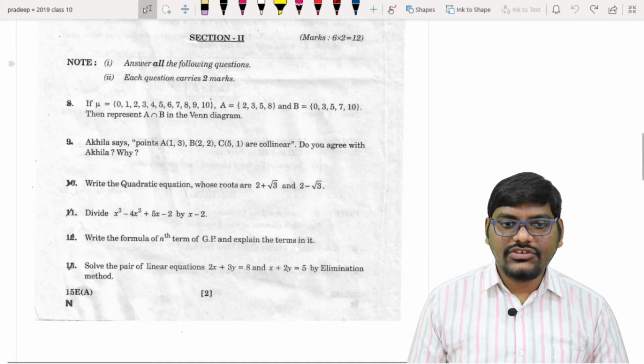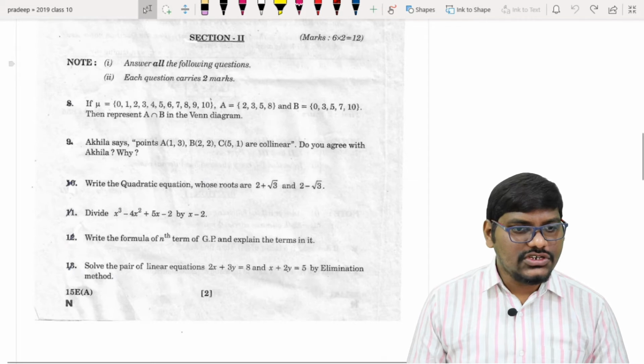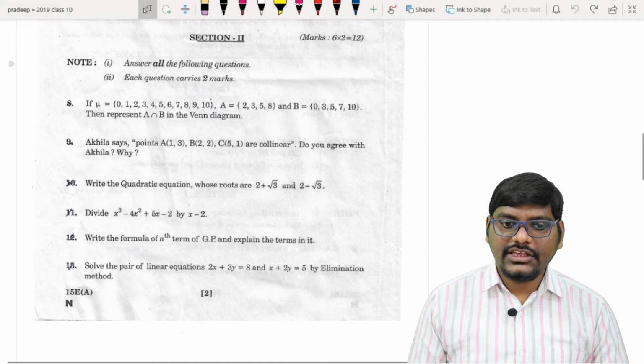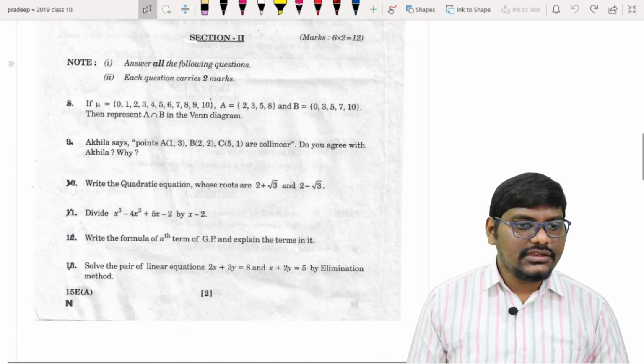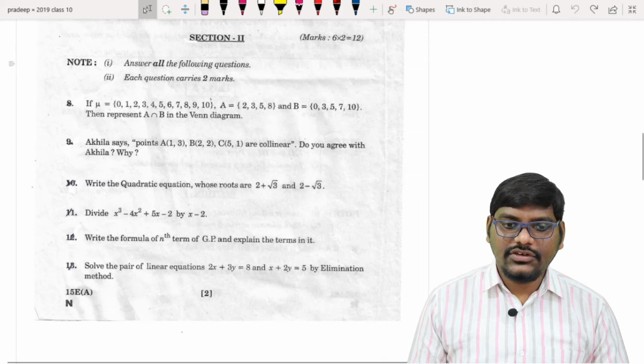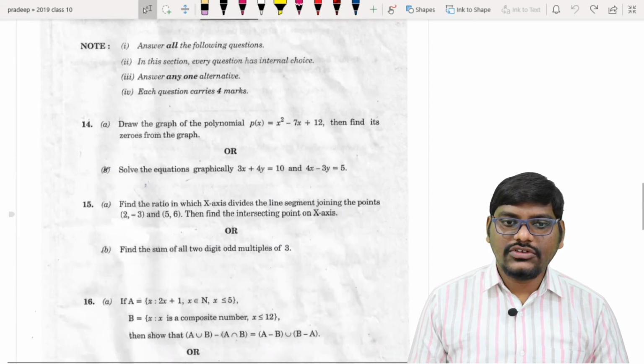Let's see the 10th question. Write the quadratic equation whose roots are 2 + √3 and 2 - √3. 11th question. Divide x^3 - 4x^2 + 5x - 2 by x - 2. 12th question. Write the formula of the nth term of a GP and explain the terms in it. 13th question. Solve the pair of linear equations 2x + 3y = 8 and x + 2y = 5 by elimination method. Okay, this is all about section 2.